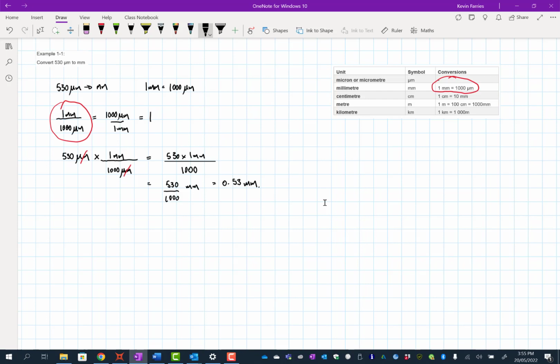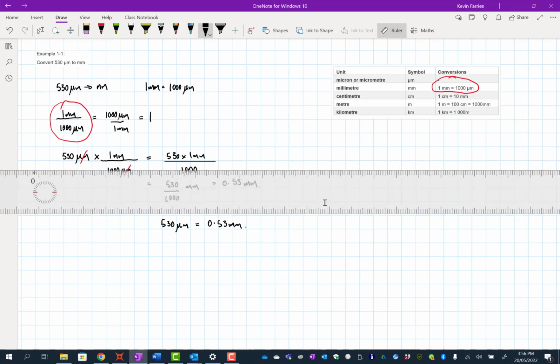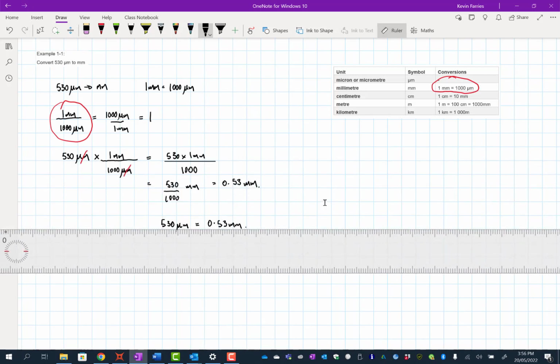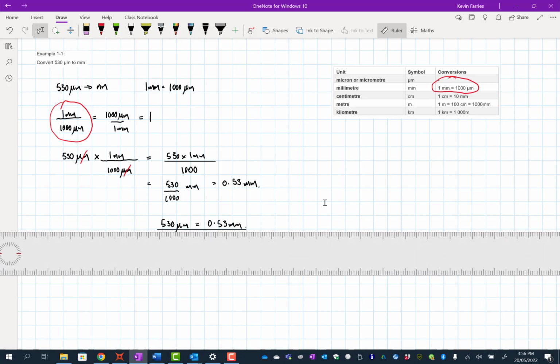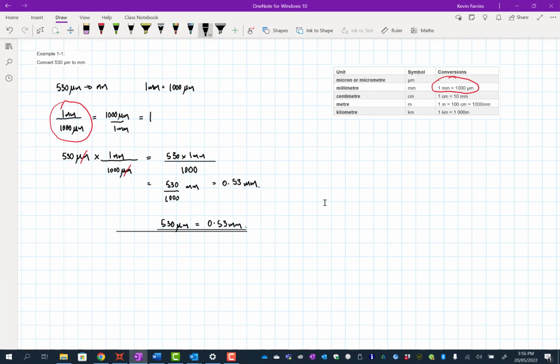So let's just rewrite the answer to make it clear to anyone reading our calcs what we've done. So 530 micrometers is equal to 0.53 millimeters. And then underline that again. When you write proper calcs, you want to make it easy for someone reading them to find the answers, so you just underline those. First example done.